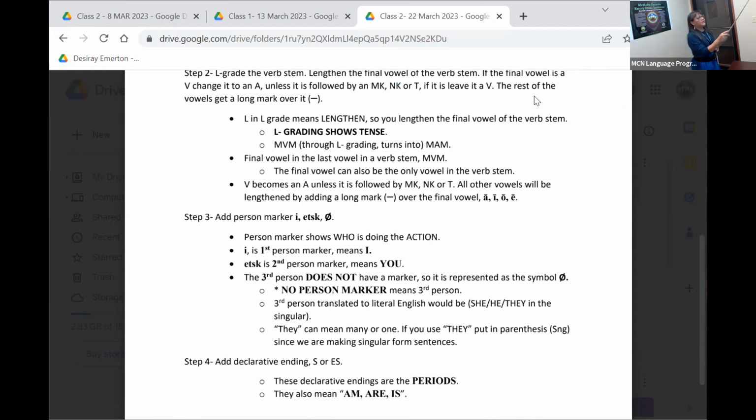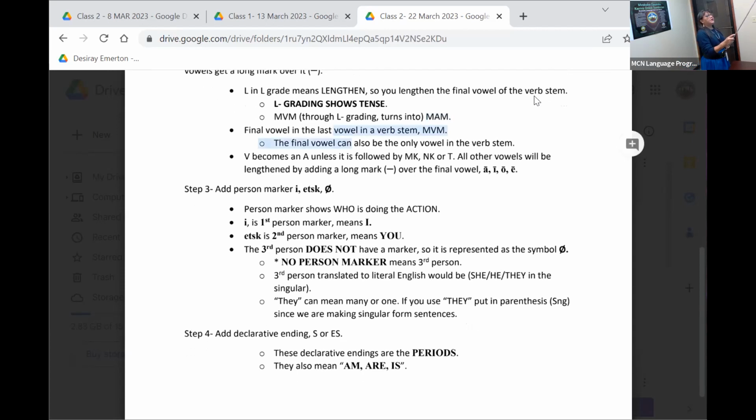L grade is showing the tense. The MVM through L grade turns into MAM. So if you've got a word and it's got MVM, you turn the V into an A. And so that's where you get MAM. The final vowel, the last vowel in the verb stem, could be like it shows above, MBM, and you would turn it to MAM.